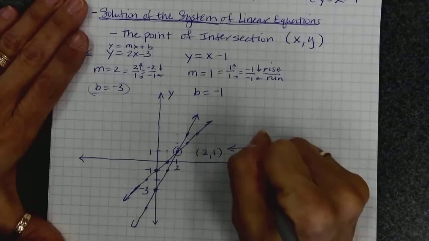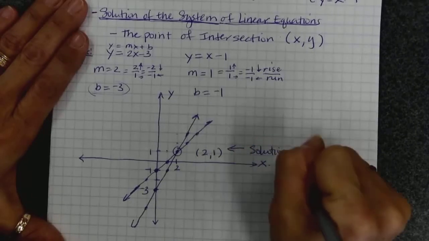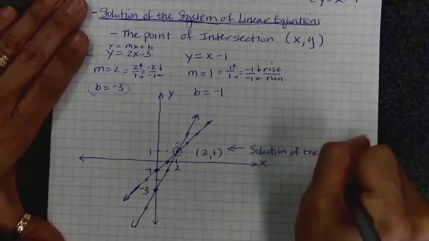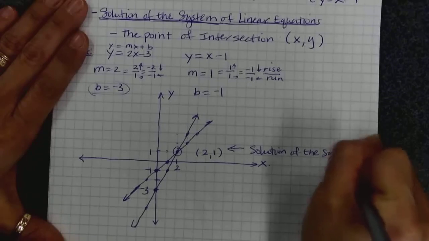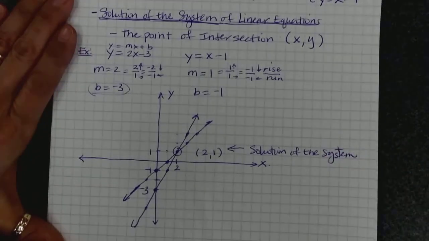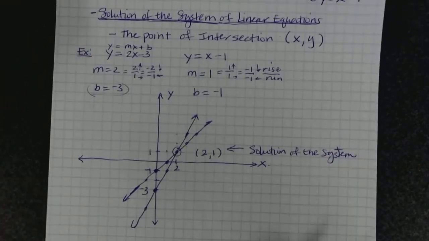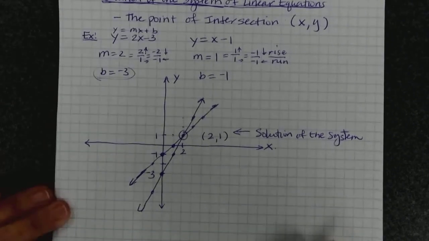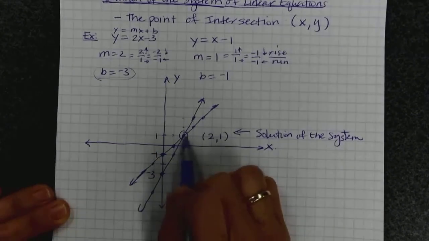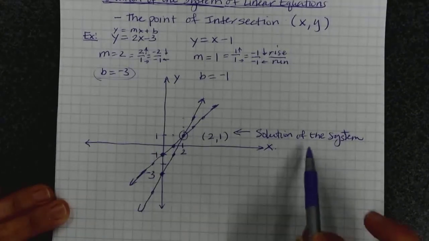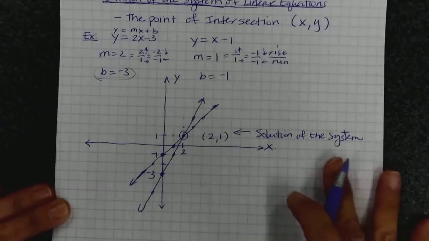And this right here is the solution of the system that's given. And that's what you're going to be doing today. I'm going to give you a set of equations, and you're going to graph those two equations on the same graph and look for the point of intersection to find the solution of the system.